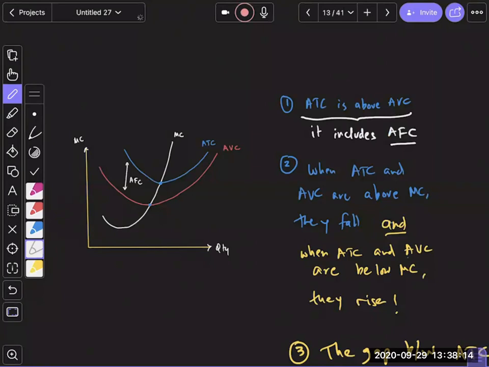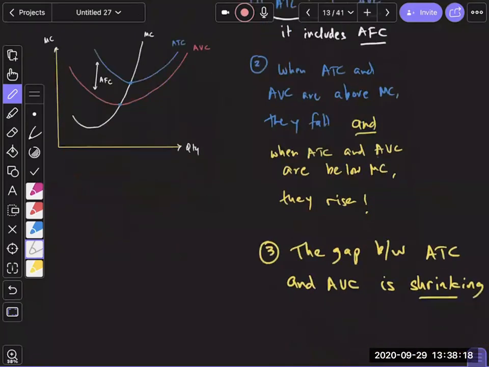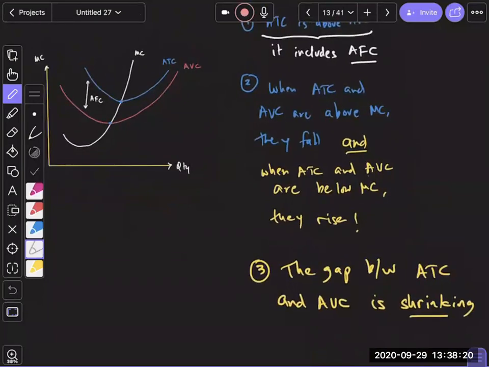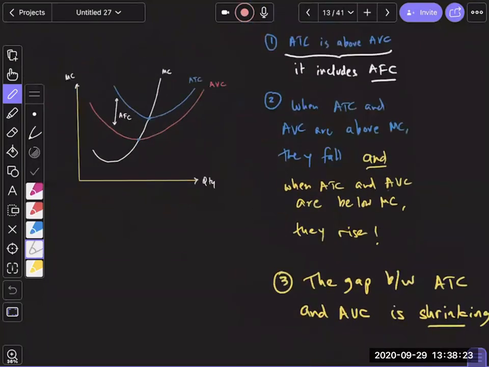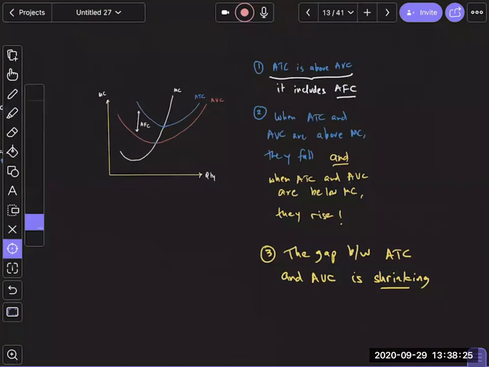Exactly, Aris. You're right. Aris, tell me, why is the gap between ATC and AVC shrinking? Why is this true? Why is the gap between ATC and AVC shrinking? Anyone? What's the reason?